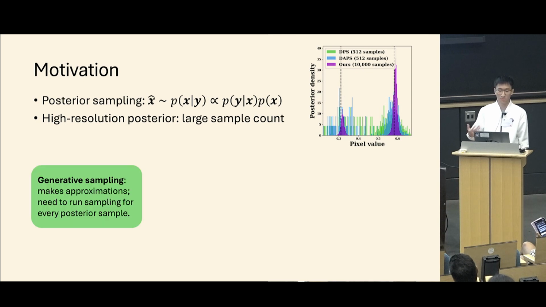And to do this posterior sampling, there are mainly 2 types of methods. The first one is generative sampling, which we heard about this morning. These methods usually use diffusion models to learn priors and then sample by conditioning on your measurements. These methods typically need to run the full sampling loop for every posterior sample you want. So if you want to have a high resolution posterior, you typically need to run this a lot of times.